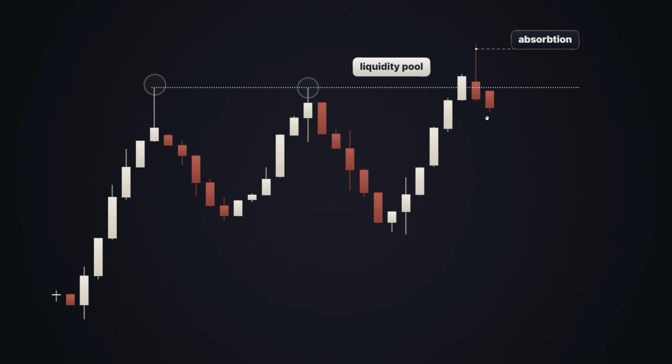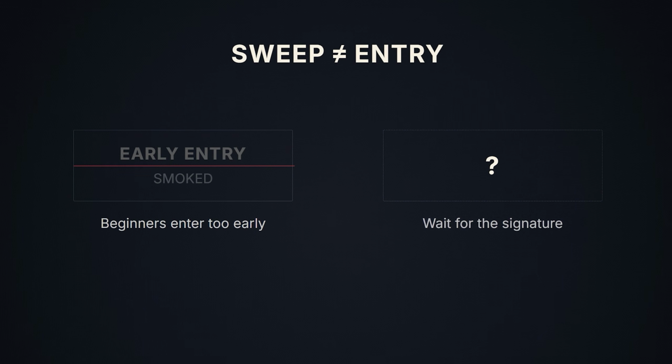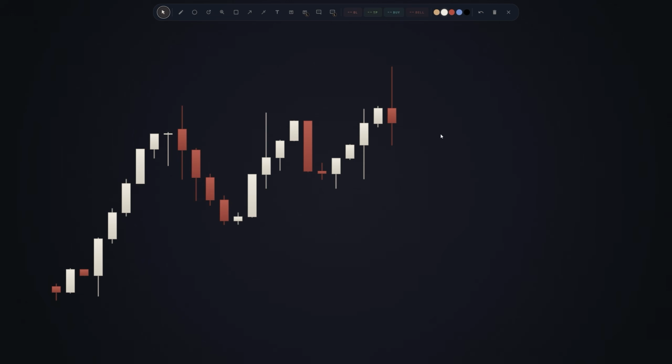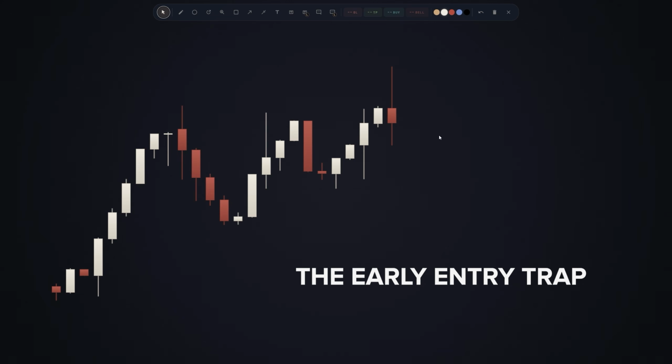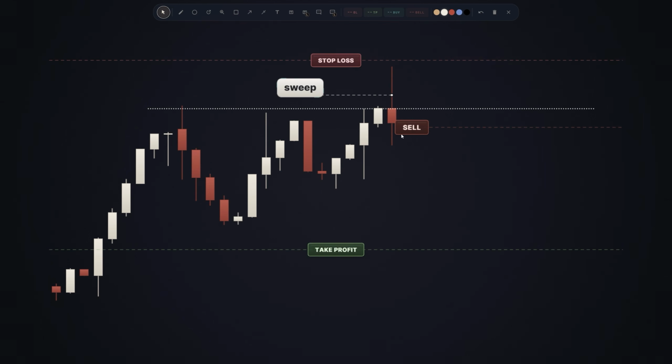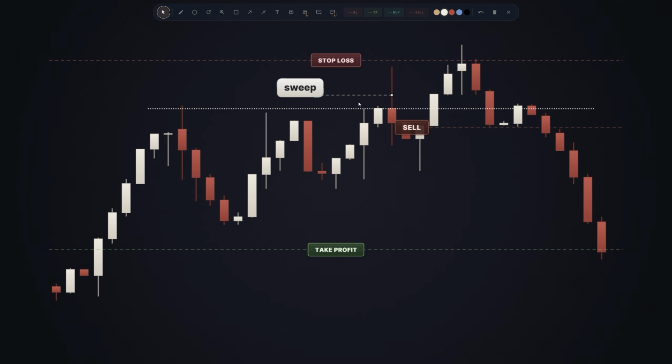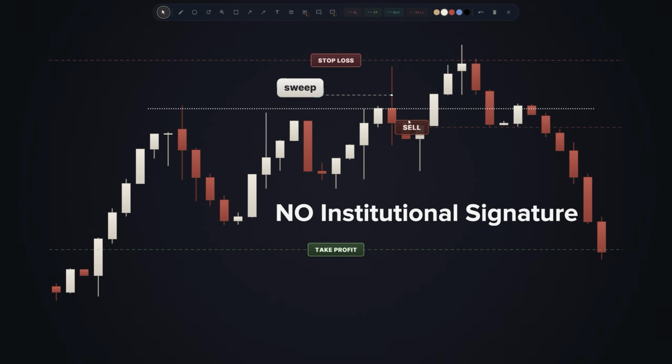But here is where beginners get smoked. They enter without a signature. Watch what happens when they do. Retail traders see that big wick and they instantly hit sell. They think they caught the top, but then price grinds sideways and hits their stop before finally dropping. They had the right idea, but they entered without the institutional signature.